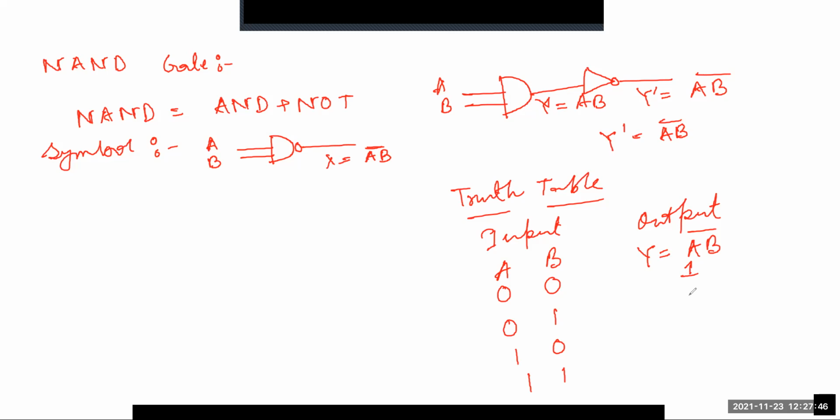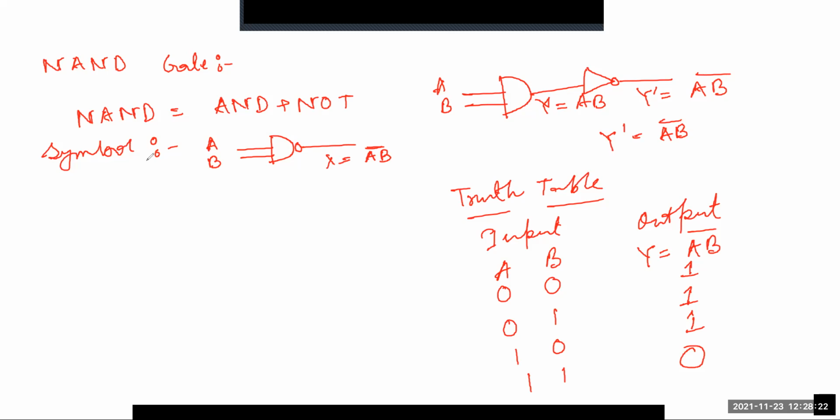So 0's complement means again 1. This is again 1 into 0 means 0. So 0's complement is 1. This is 1 into 1, so we will get 1. So 1's complement is 0. This is the truth table of NAND gate. It is clear for all of you? Yes, sir.